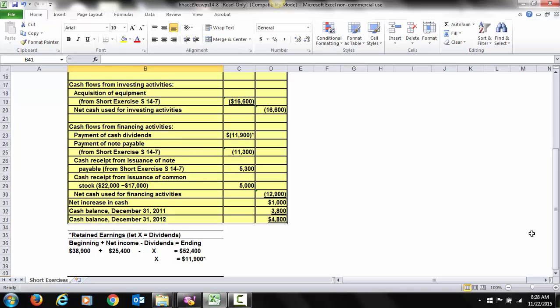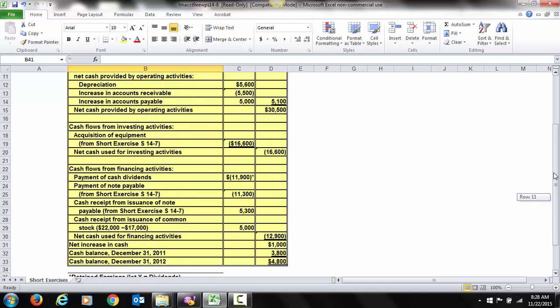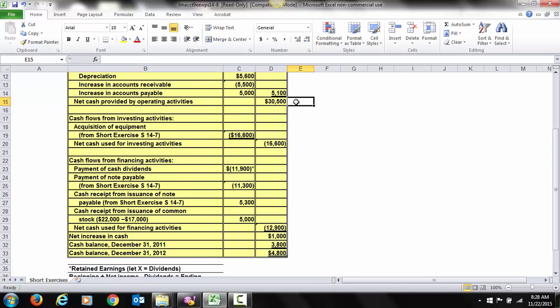What we're looking for when we net out our three activities, operating activities, investing activities, and financing activities, is the change in cash. That's our reconciling number. You can see that beginning cash was $3,800 if you look at the balance sheet, and ending cash is $4,800. So it has to be a net cash increase of $1,000, which we have. And we got that from taking $3,500, subtracting out the $16,600, and subtracting out the $12,900. And that becomes our net increase in cash of $1,000.